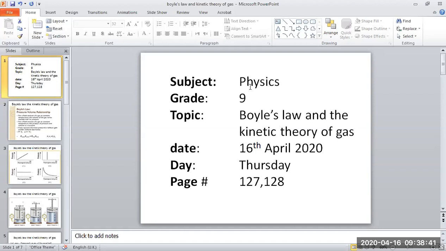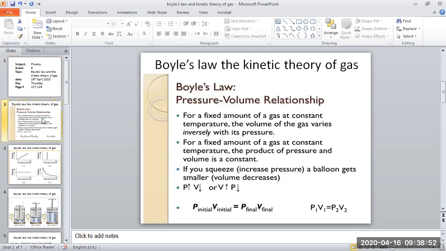Today our topic is Boyle's law and the kinetic theory of gas. Open your book to page number 127 and we start here. This is Boyle's law. Boyle's law is the relationship between pressure and volume.